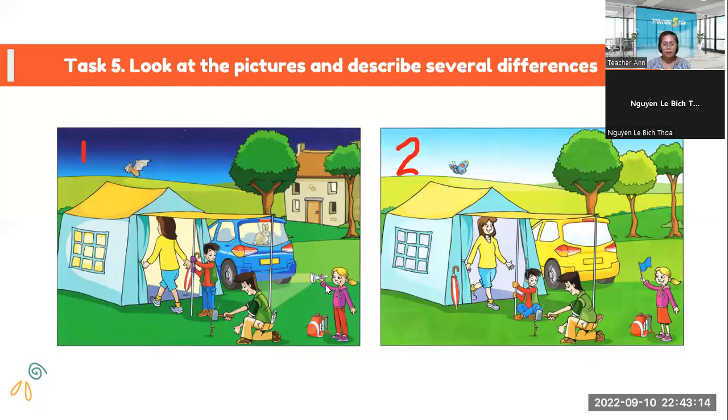Another one. The house on picture one. Okay, there is a house and another in picture two. Picture one in evening. Okay, it's evening. Okay, and picture two. In the morning. It's in the morning. Okay, very good. What else?